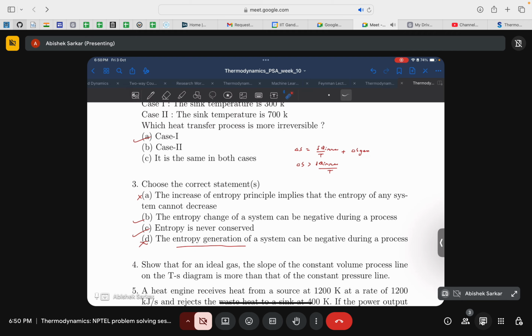But if this question was only asking what the increase in entropy principle is, then this statement would have been the sole answer. But we are asked to choose the correct option among all the concepts that we discussed till now. So both B and C are correct. Okay, I hope that is clear.